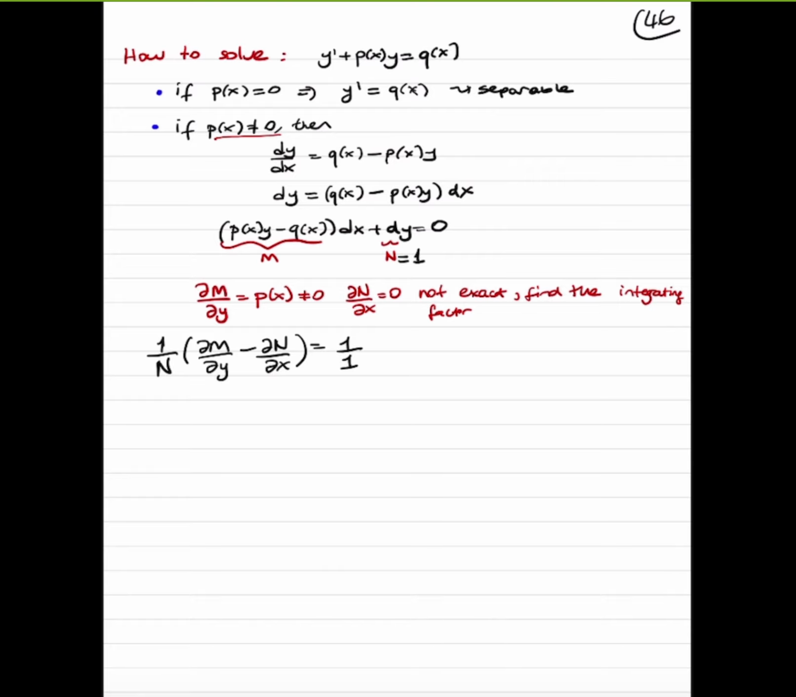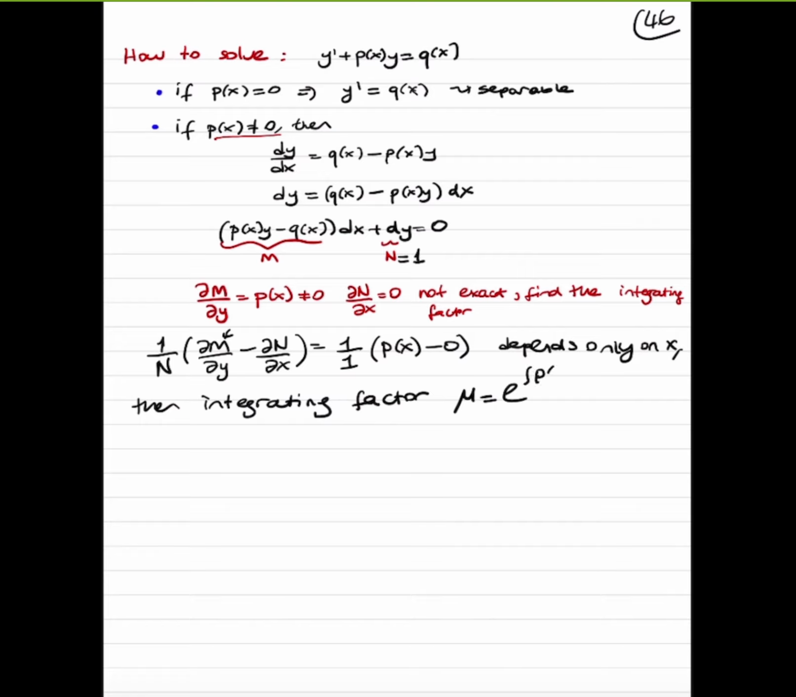If we start with 1 over n, then we will continue with m. So what is n? N is 1. Del m over del y is p of x minus 0, and this depends only on x. You see, it is only on p of x, only on x. Then the integrating factor mu is equal to, we know, e to the power integral of p of x dx. Now just multiply with the integrating factor.